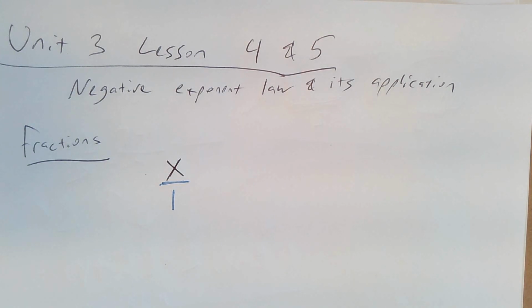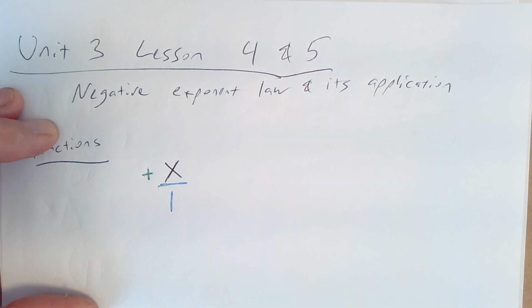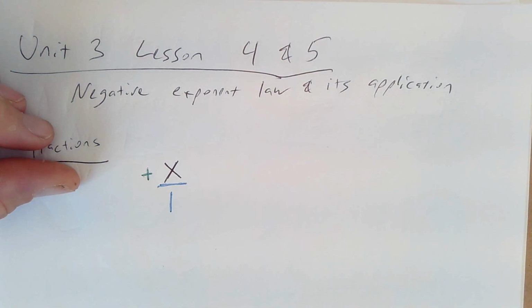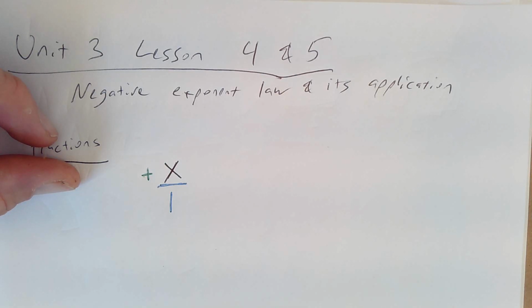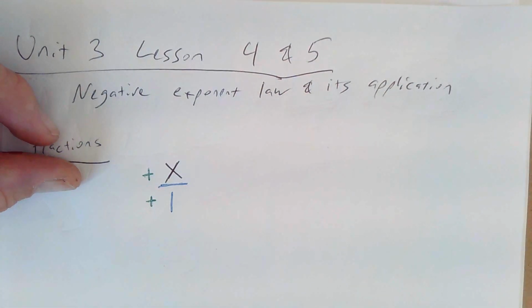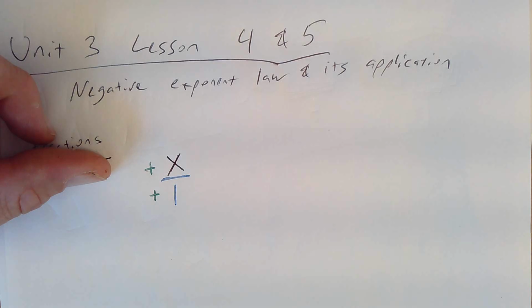Okay. Also, there's a plus sign. There's a plus sign in front of this x, right? It's invisible, so we don't write it. It's a positive x, and there's a plus sign over this positive 1 in the denominator because it's also positive. So a positive divided by a positive is a positive. So that's a thing too.